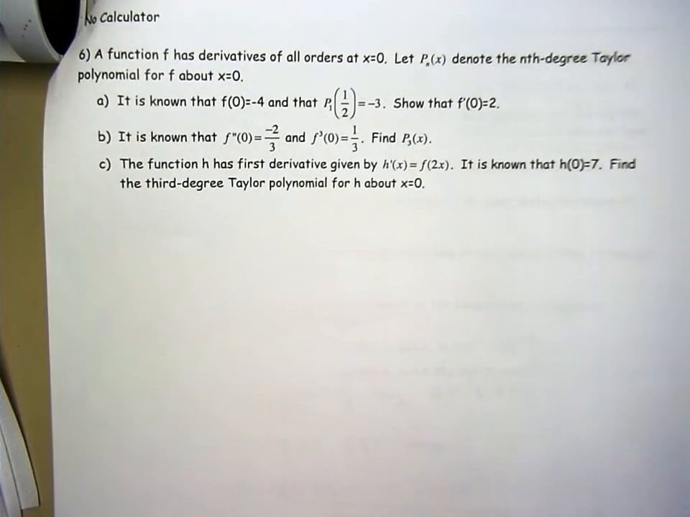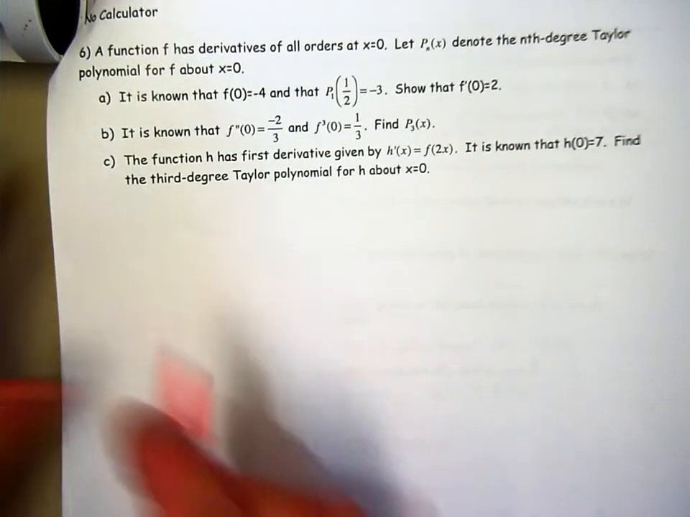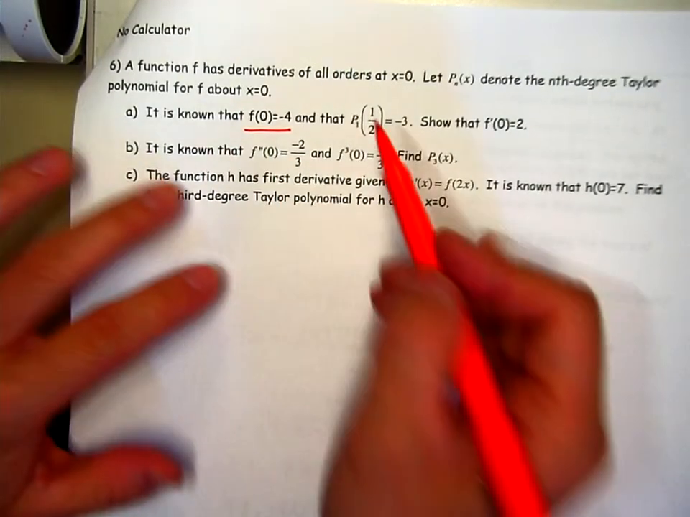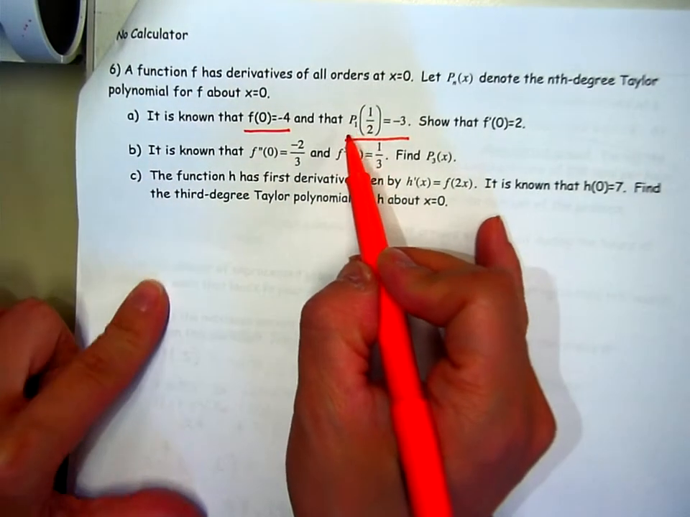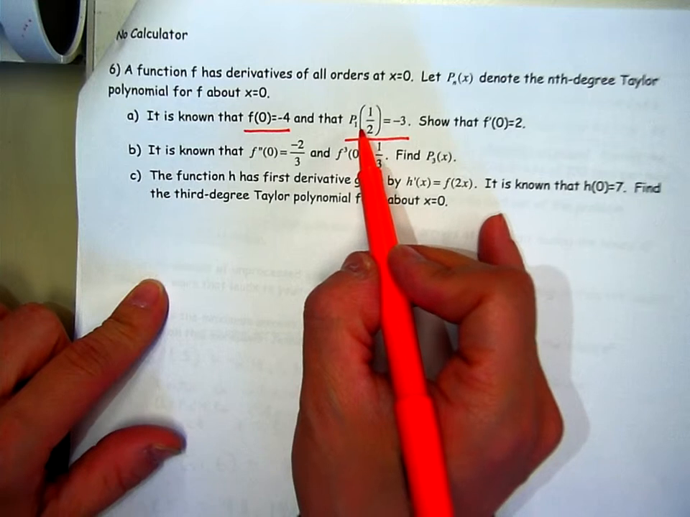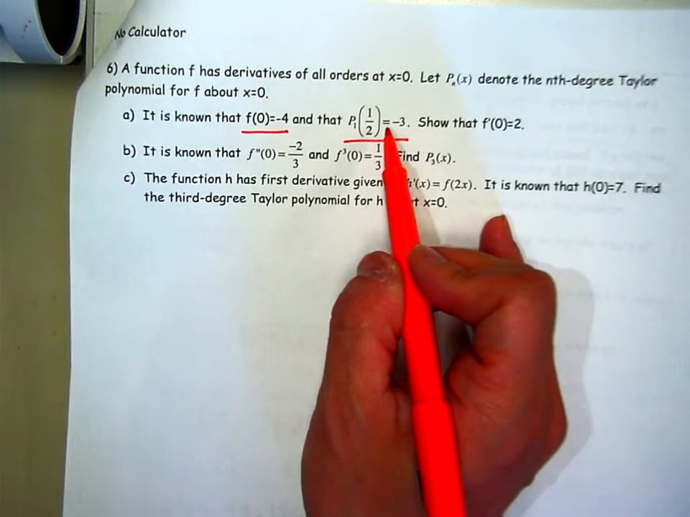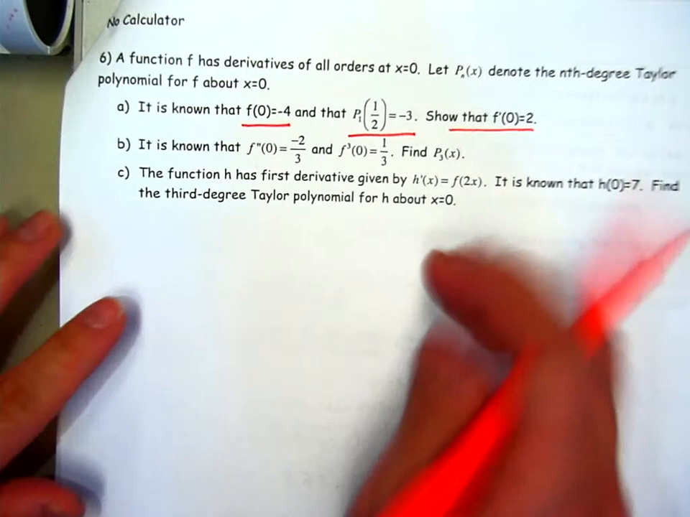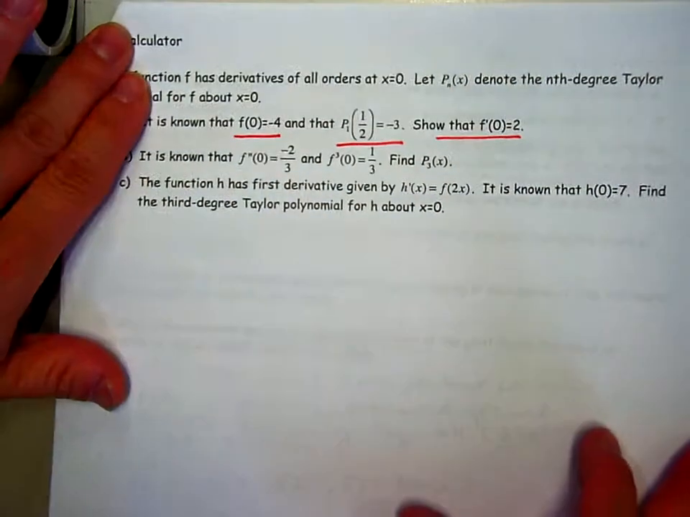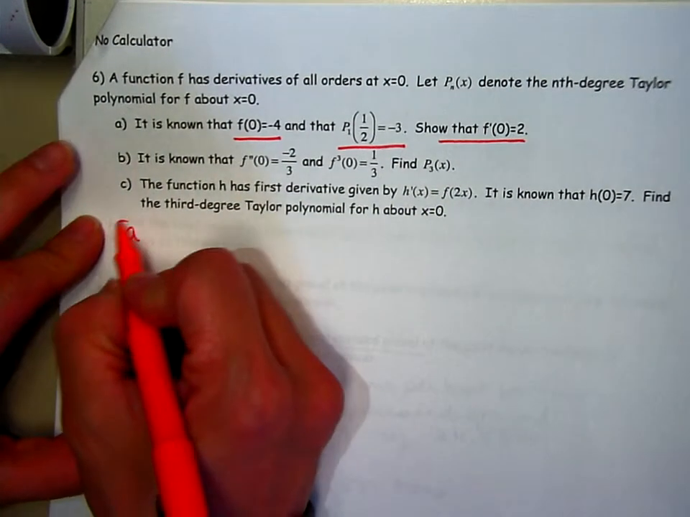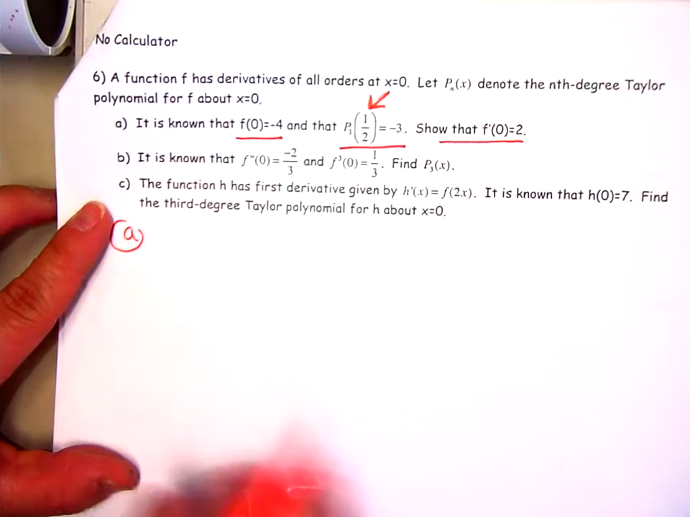Okay, here is your series question. It tells you that it is known that f of 0 equals -4, and this is saying when they created the first degree polynomial and plugged in 1/2, they get to an output of -3. They want you to show that the first derivative of that function is 2. So I'm going to create this first degree polynomial that they're talking about.